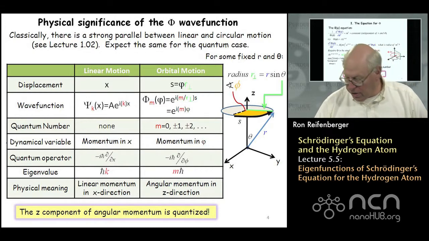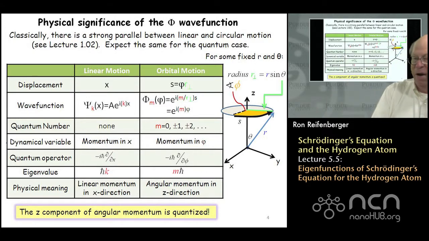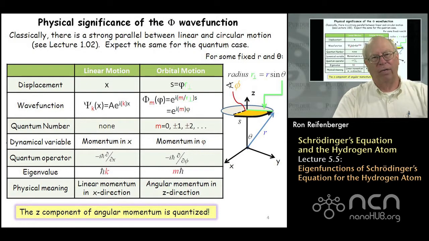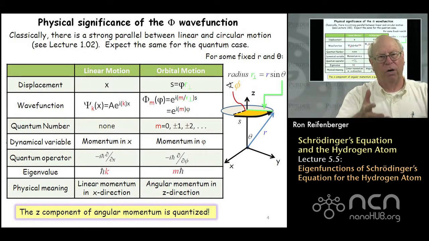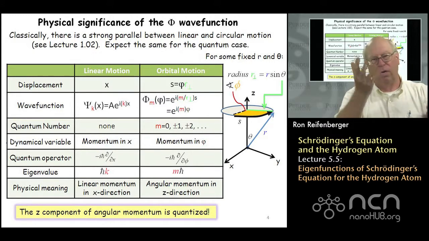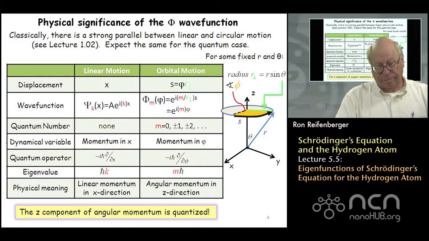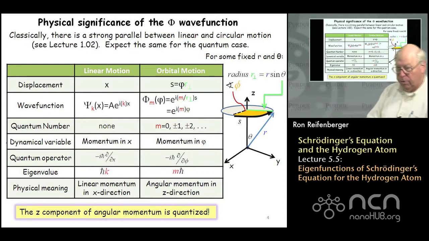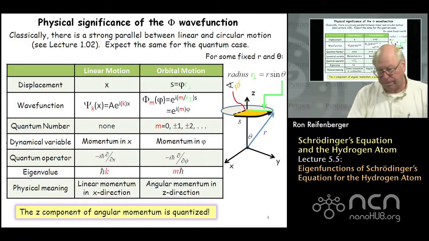It's kind of useful to think about what the physical significance of this phi wave function is, and I won't go through this in detail because this will come out in next week's lectures. But I'll just make the comment that there's a very strong parallel between linear motion and orbital motion. We tried to make that point in the early part of this course, where we wrote down the equations of motion for linear motion and rotational motion, and there was a one-to-one analogy. For every quantity in linear motion, there was a corresponding equation for rotational motion. You would expect the same thing to hold in the quantum case, right?